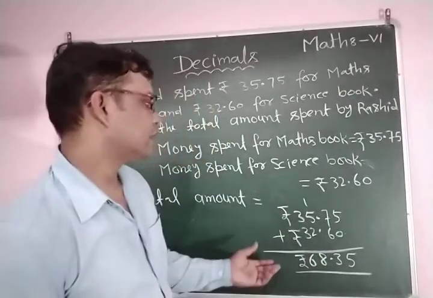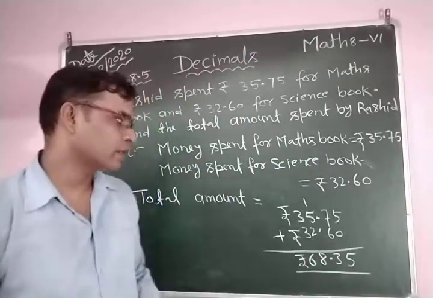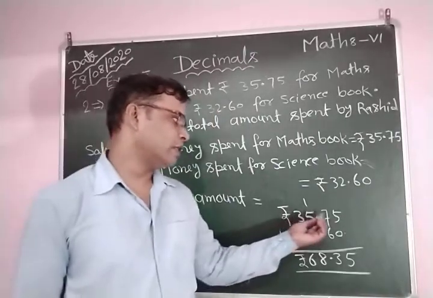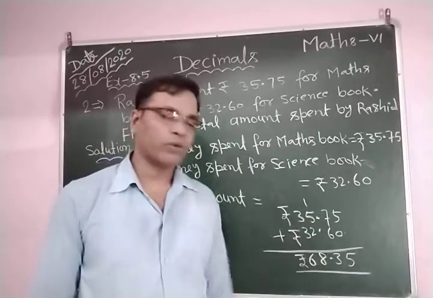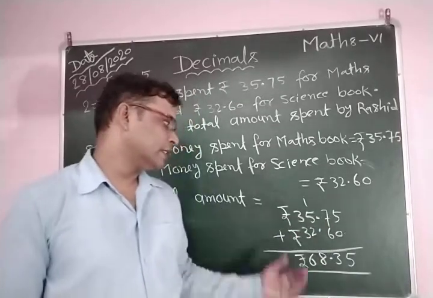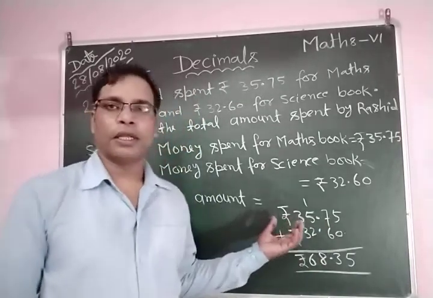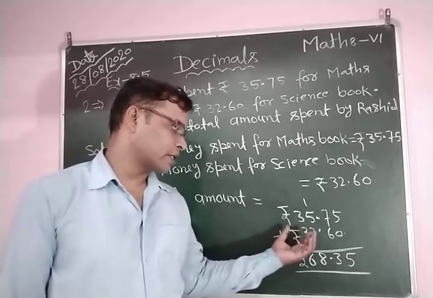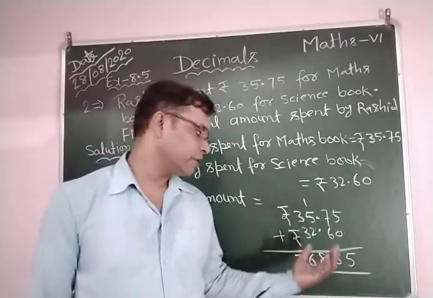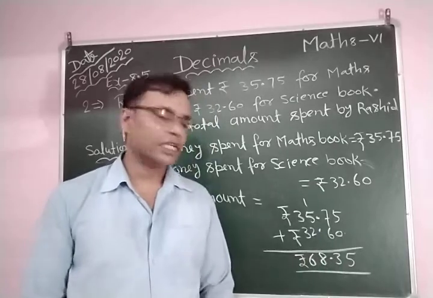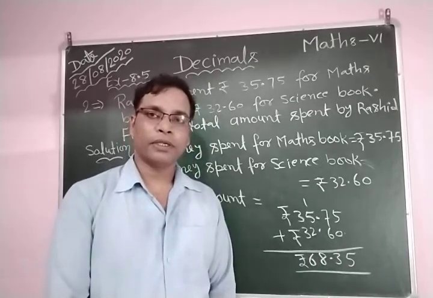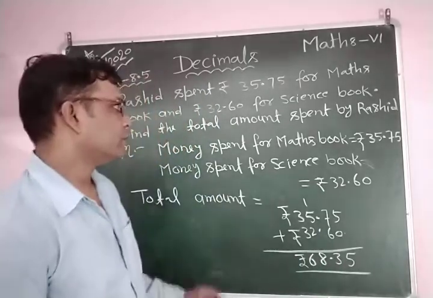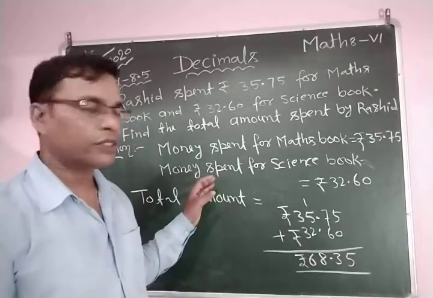So in this way you can see here 35.75 plus 32.60. This is the sum of the cost of math books and the cost of science book. If you sum them, then we obtain 68.35 rupees. Okay, so students, I hope all of you understood this question.